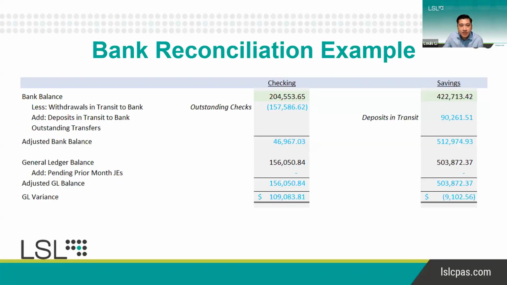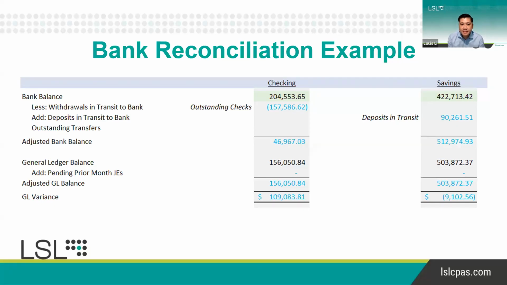For the checking account, you can see the ending bank balance is the 204,000. And after clearing off any outstanding checks, we have a listing at the end of the month for 157,000. You'll minus that for the outstanding checks since those are checks that are expected to post to the bank, which will decrease your bank account balance. And your adjusted bank balance would be the 46,000 and some change.